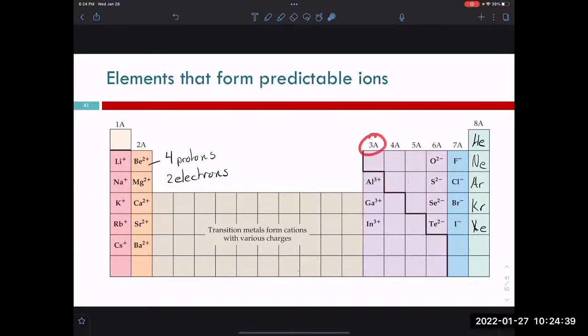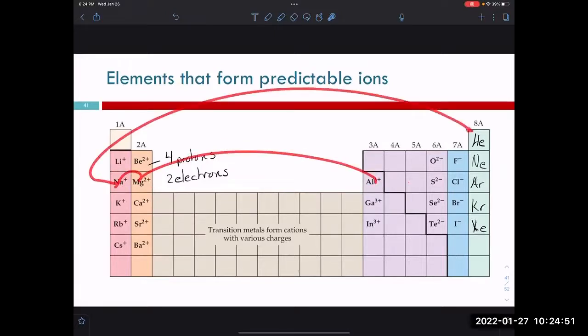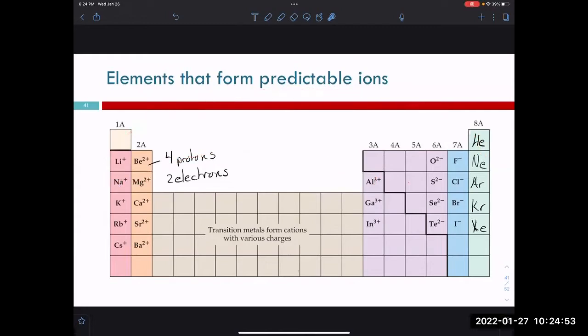So these are in 3A. So they can go back from here, right? This will be 1, 2, 3 jumps to get to neon, whereas going to the right would be 1, 2, 3, 4, 5 jumps. So that's why they lose 3 electrons, gaining a positive charge, rather than gaining 5 electrons to have a negative charge. This is the nearest noble gas.